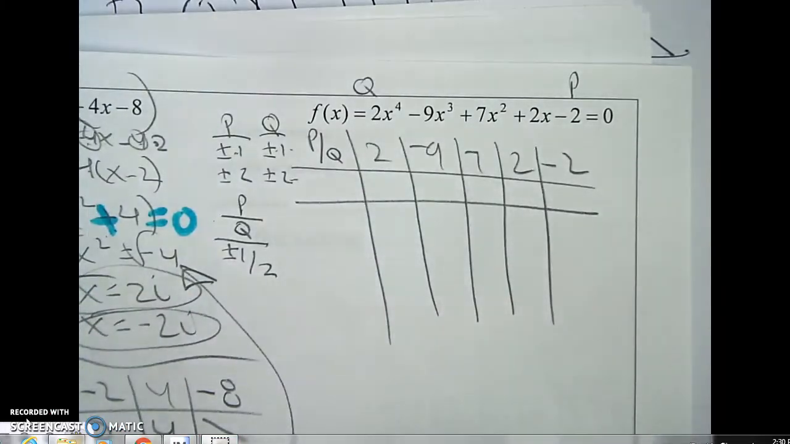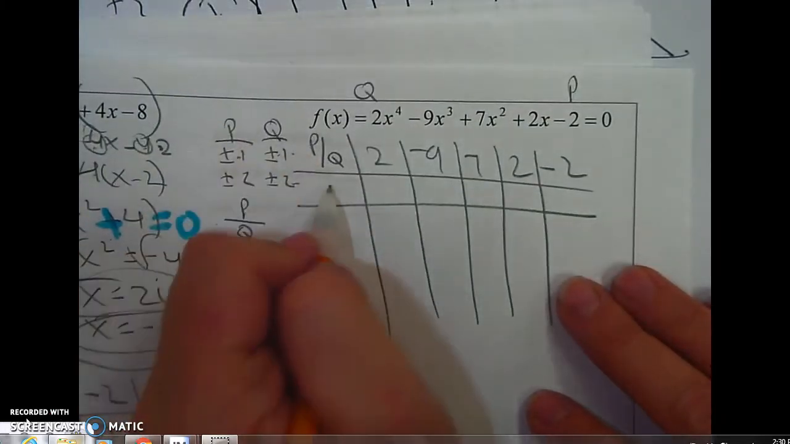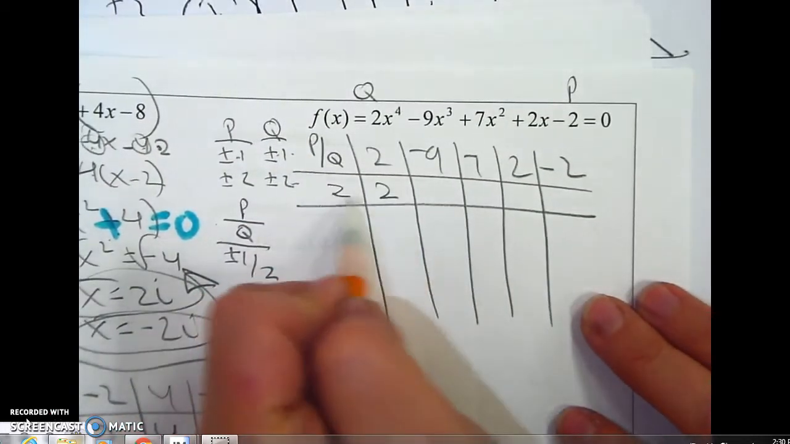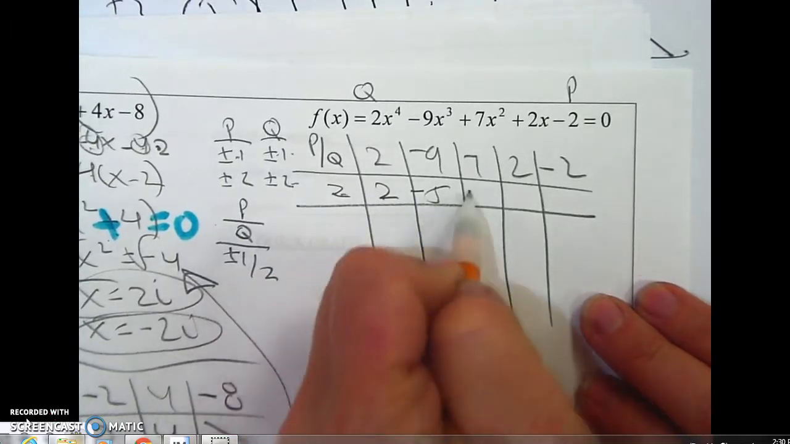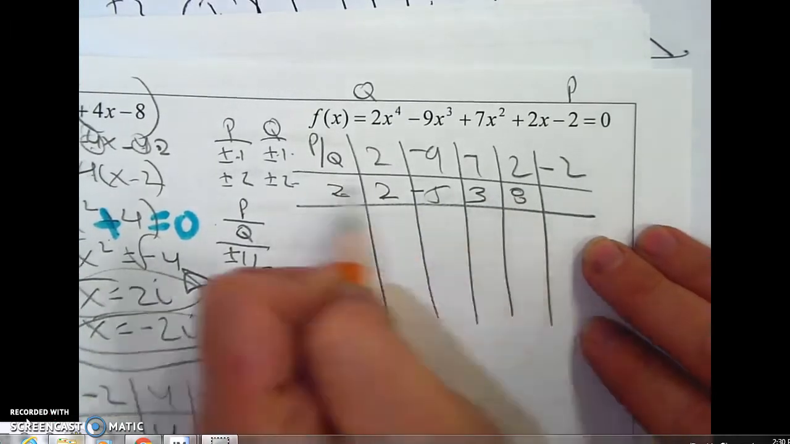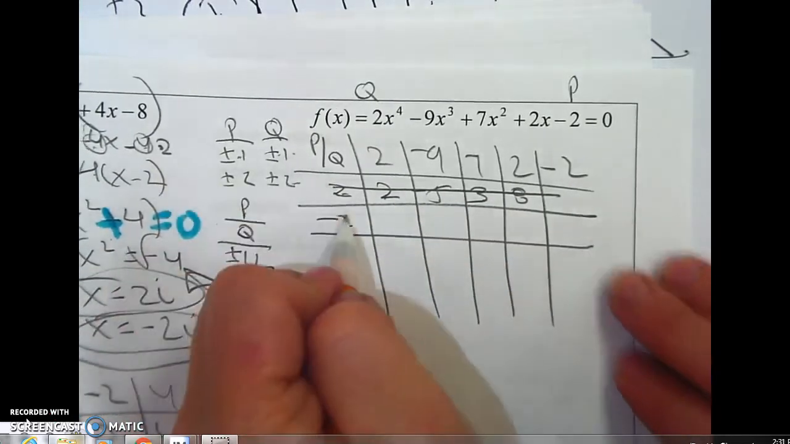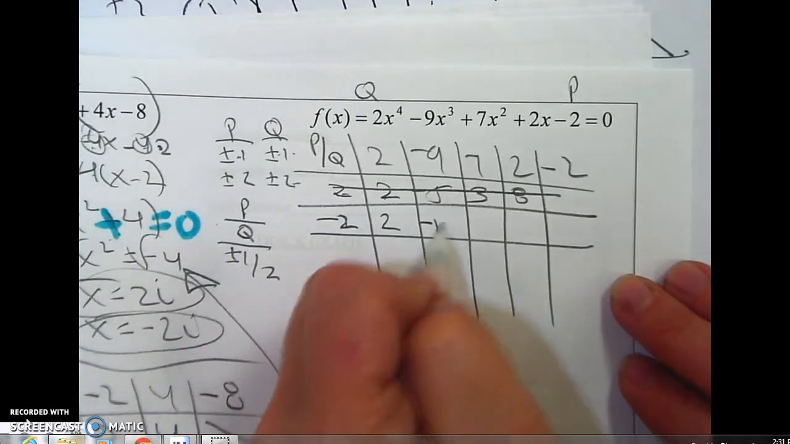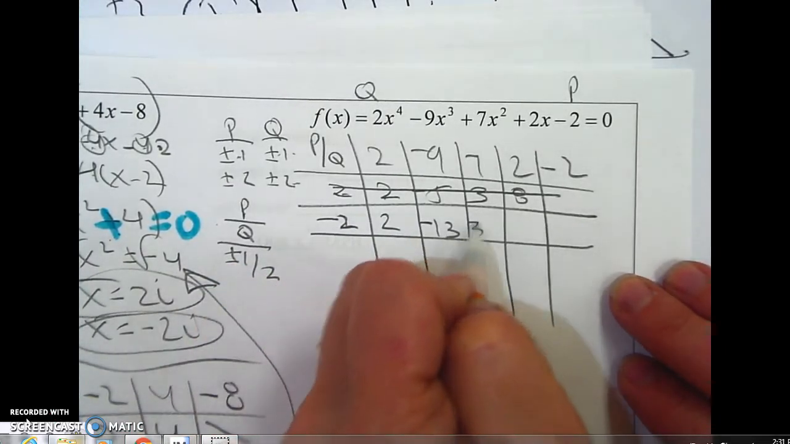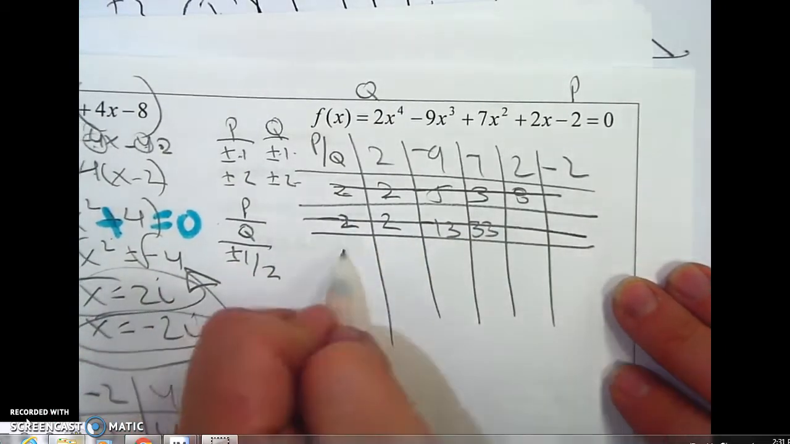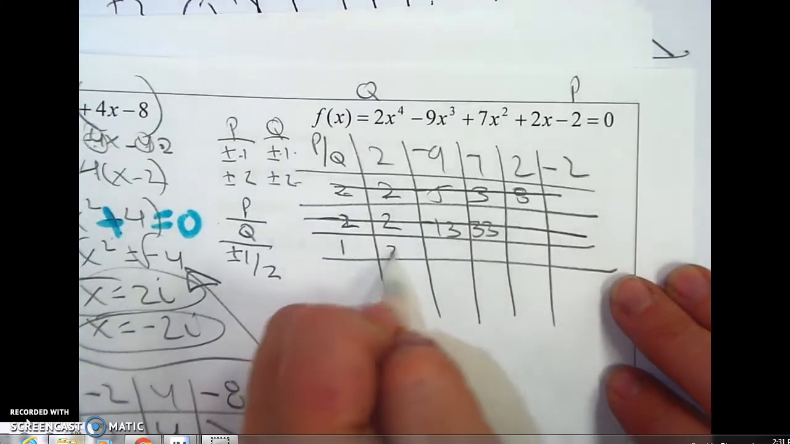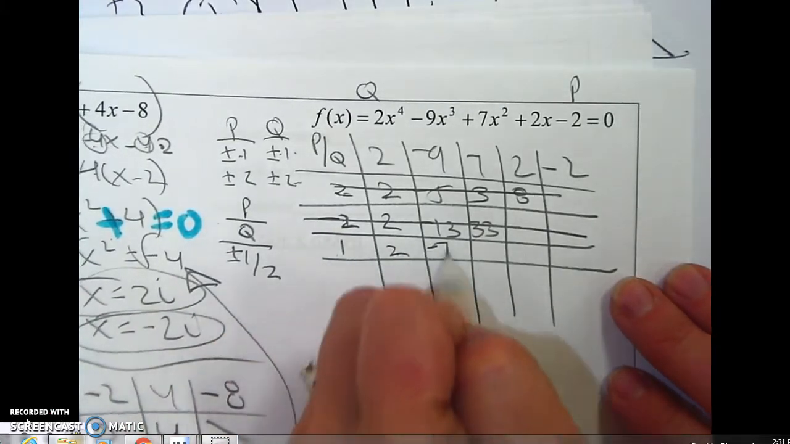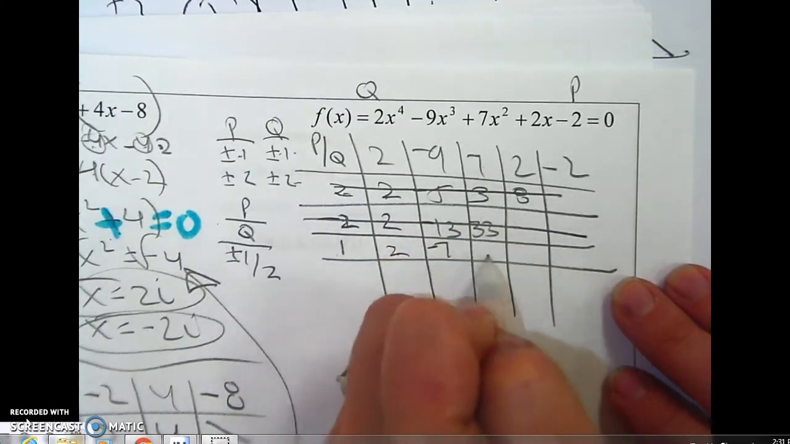Okay? I'm just going to try some numbers because that's how I've got to do it. I'll probably try the 2 first. Bring down the 2, 4, negative 5, negative 10, 2 times 6, 8. That doesn't work. Negative 2. 2, negative 4, negative 13, 26, 33. This is getting huge. That doesn't look good. 1. Bring down the 2. 1 times 2, negative 7. Negative 7 plus 7 is 0.